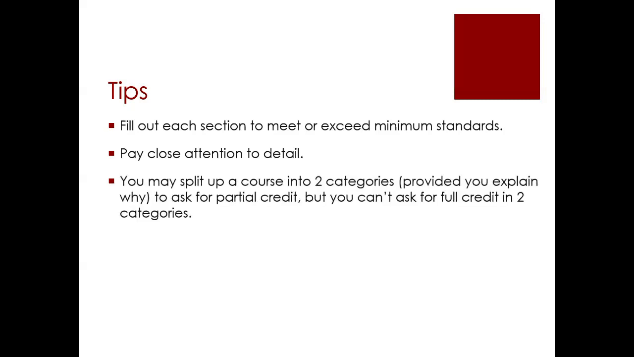And I mentioned earlier, you could split up a course. So say evolutionary biology, so BSI 160, 161, or genetics, so BSI 222. Maybe you want to split that course into two different categories. So the zoology category and the botany category. So if it's a 4-credit class, you could ask for 2 out of 4 credits in one category and 2 out of 4 credits in the other category. But you can't ask for 4 credits in both categories.